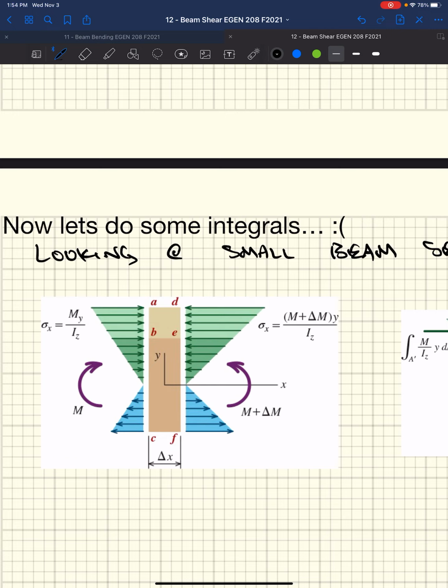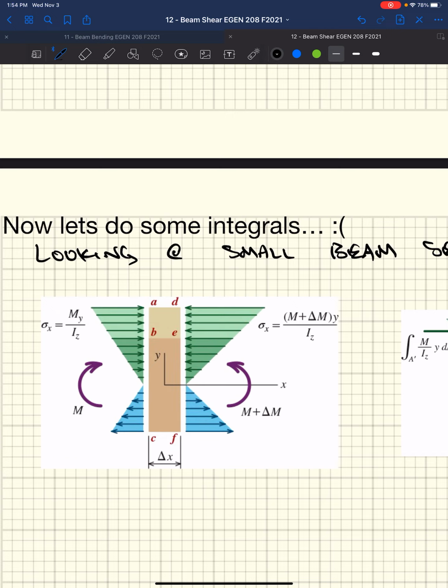A change. And so we're going to have our original moment plus or minus whatever that changes, right? Whether the moment's going up or down. And we know that we're looking at some small length of beam, so it's a delta x, right? A small distance of beam.